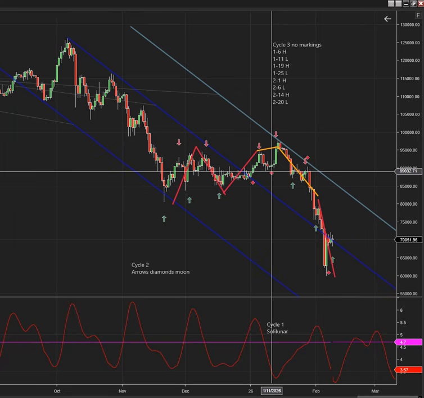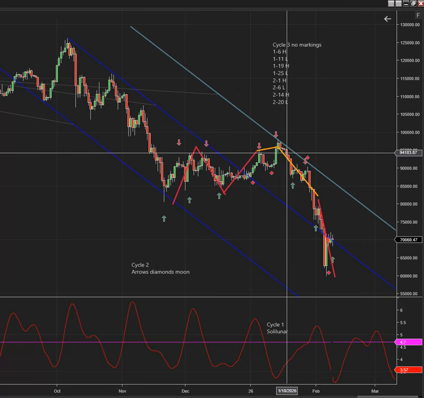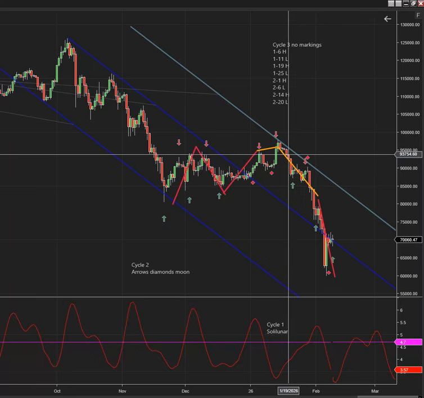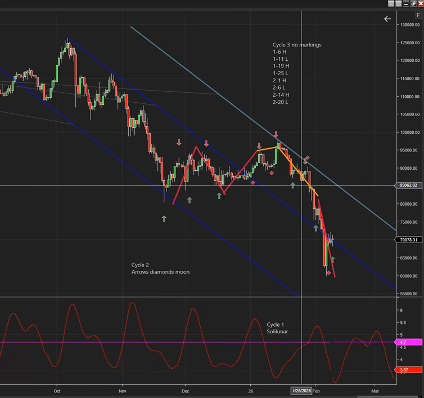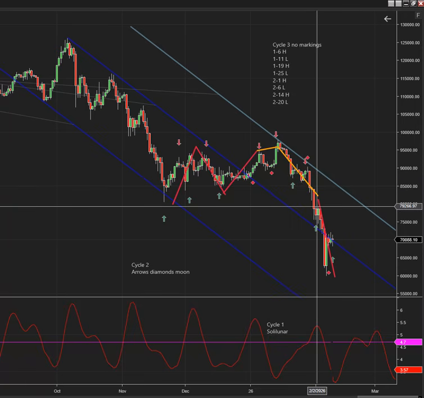The 19th, we were looking for a high. This was the one weak point in the cycle where it was kind of strange, a complete miss. You're going to get that once in a while, but not that often. The 25th then was looking to be a low right here, which was a low. Then we're looking for a high on the 1st.